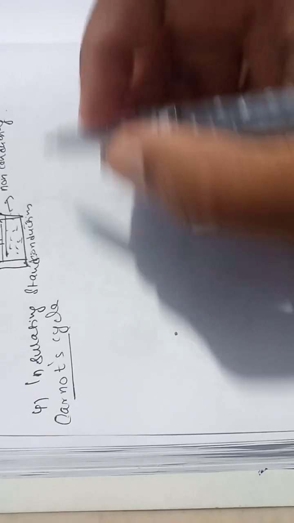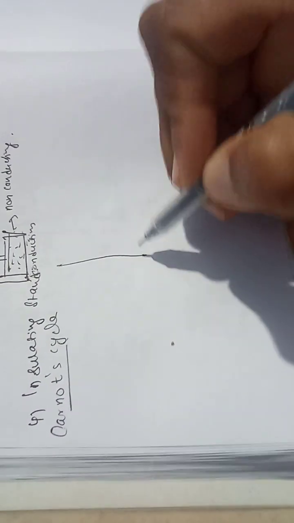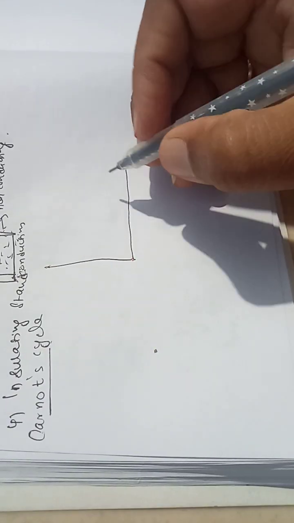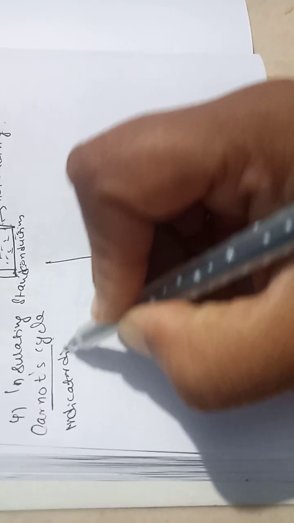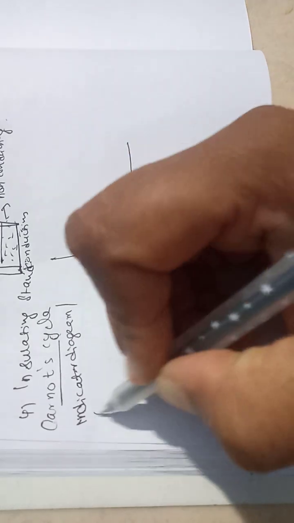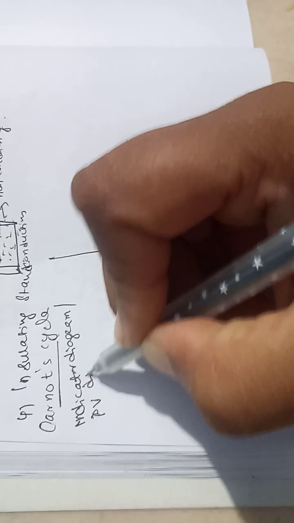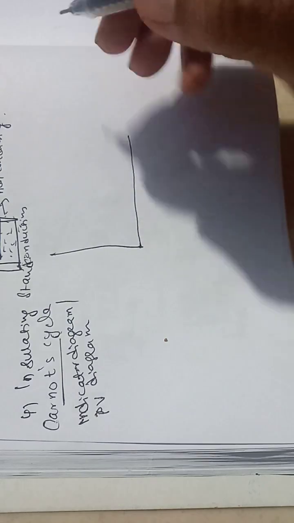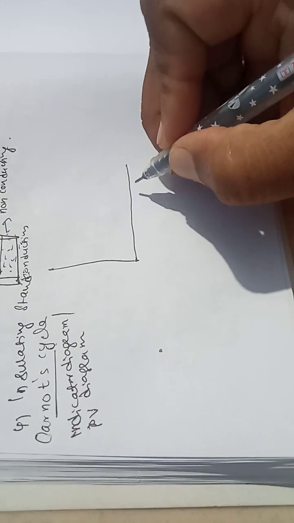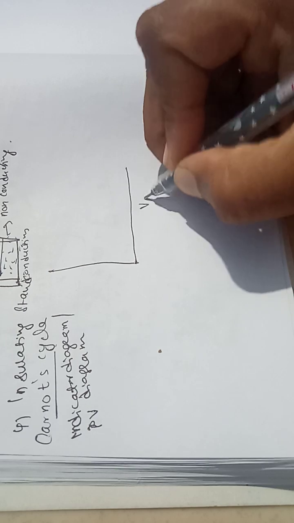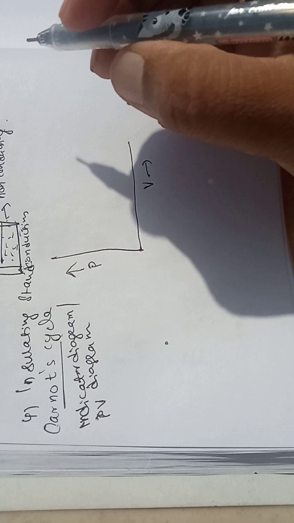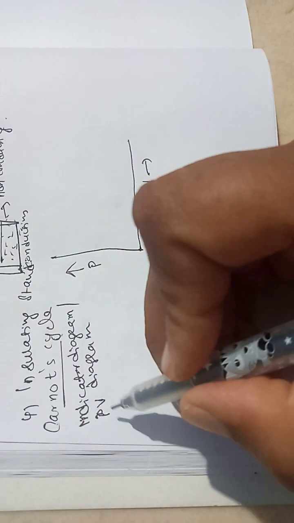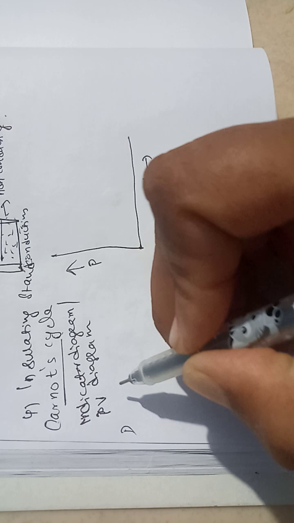The Carnot cycle undergoes 4 operations. We will draw the Carnot cycle on an indicator diagram, which we can also call a PV diagram. An indicator diagram, or PV diagram, means drawing a graph with volume on the x-axis and pressure on the y-axis. So the Carnot cycle undergoes 4 operations.